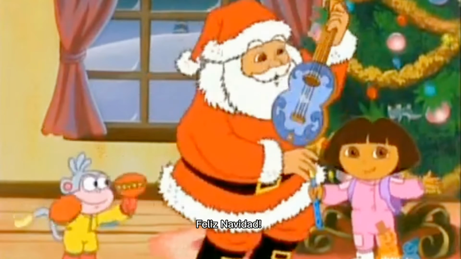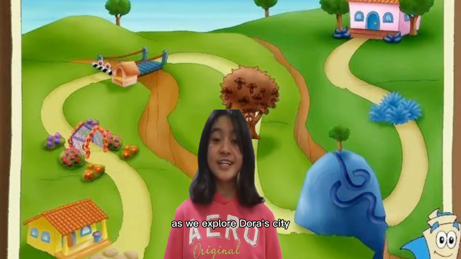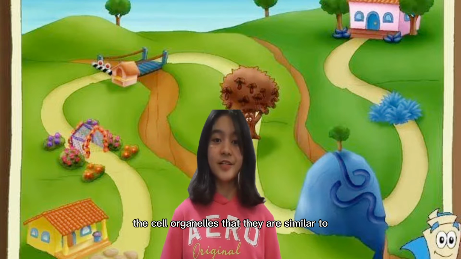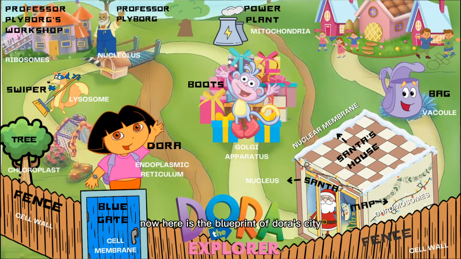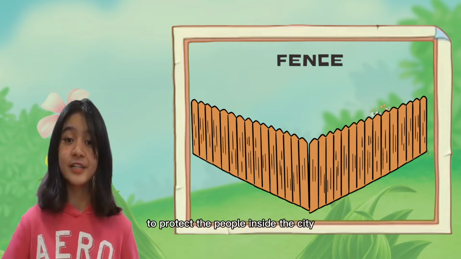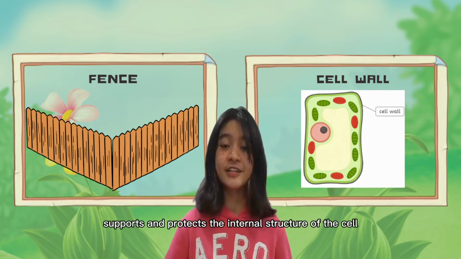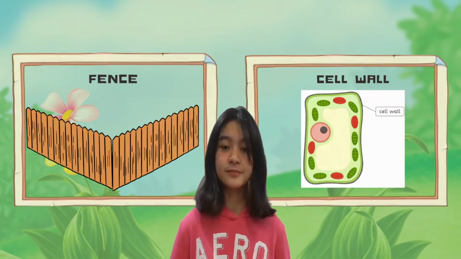Feliz Navidad! It's Christmas! As we explore Dora City, I will also tell you the cell organelles that they are similar to. Now, here is the blueprint of Dora City. First off, we have the fence. The fence acts as a barrier to protect the people inside the city, just like how the cell wall supports and protects the internal structure of the cell.